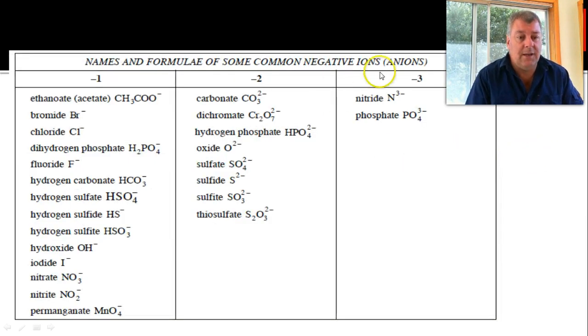Now, there's also the negative ions, the anions, and you'll find these in your formula sheet. Notice that only some of these are single atoms. A lot of them are made up of bundles of atoms, and these are called polyatomic ions, and you'll be looking at those in another video. So don't get too confused by these ones. We'll talk about those later.